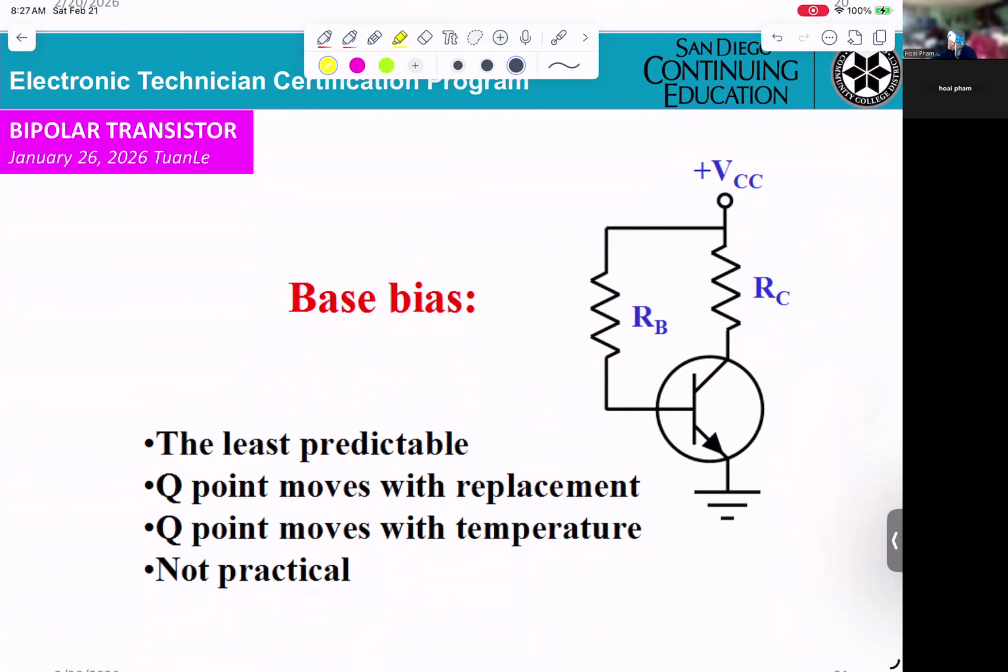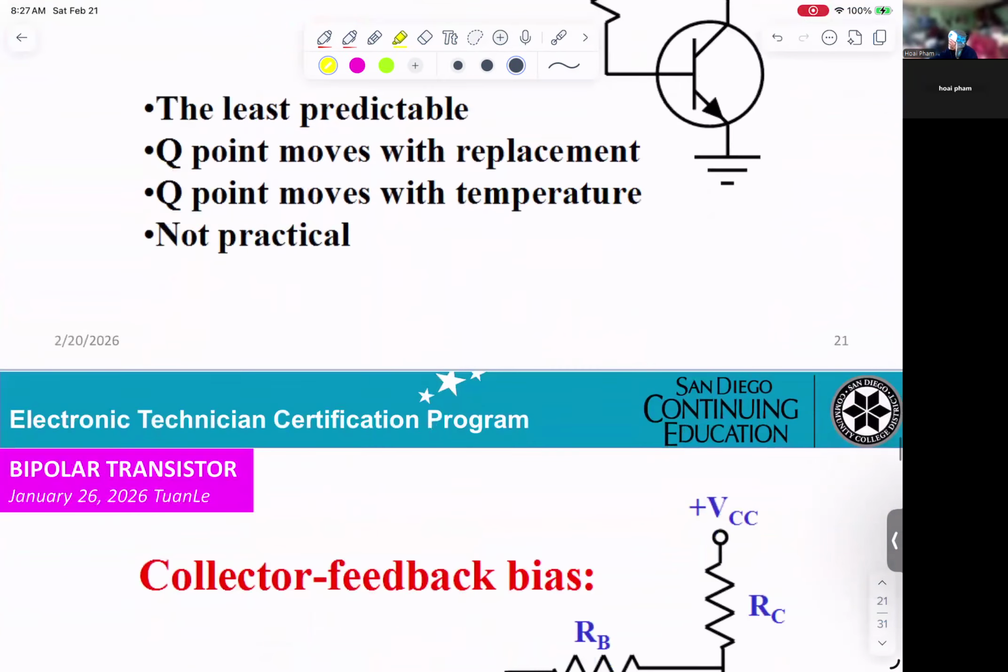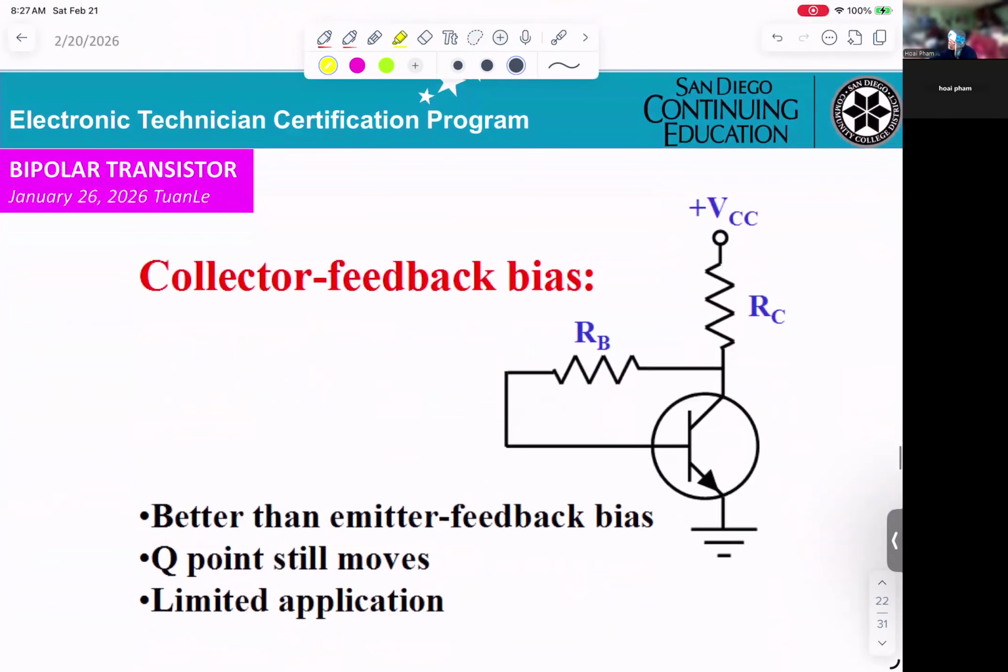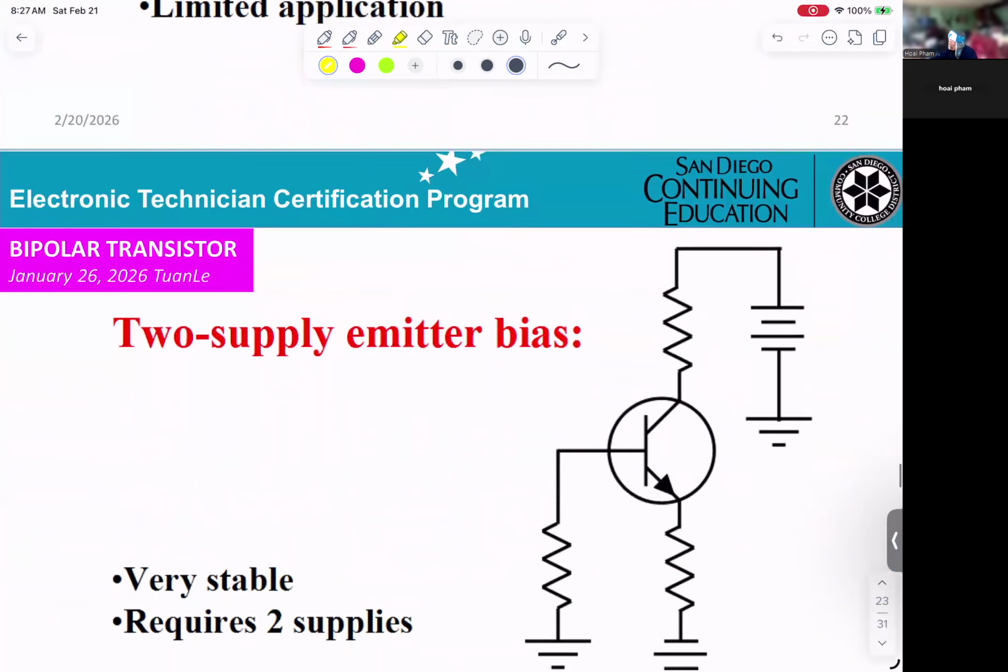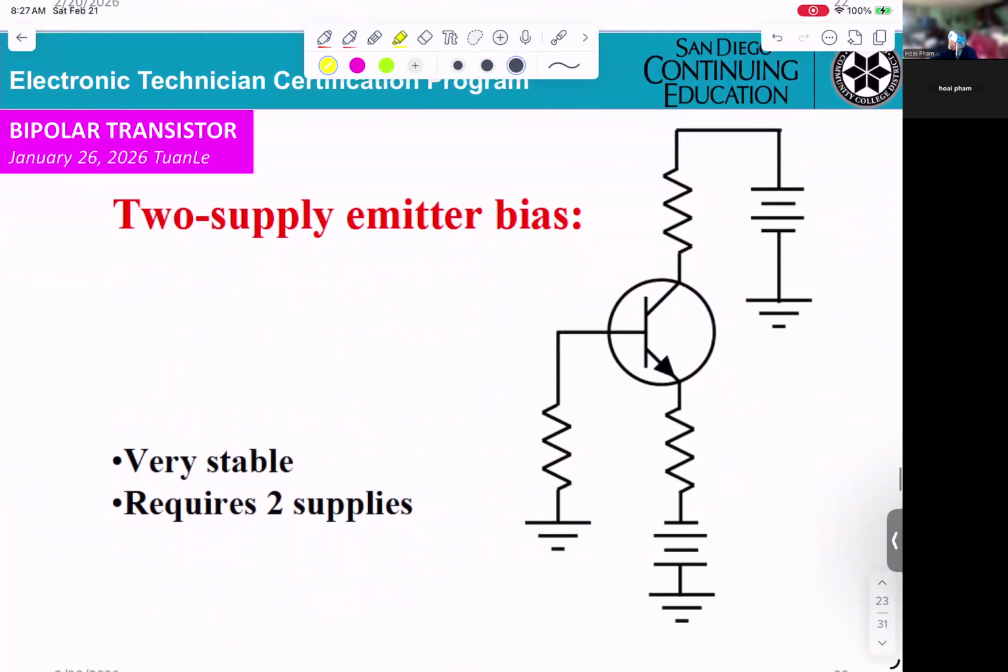The least predictable is different move with replacement, different move with temperature, not particle. Collect the feedback is better than emitter feedback bias, different still move. Limit for application. Okay, to supply emitter bias, so you get one power supply and another power supply.